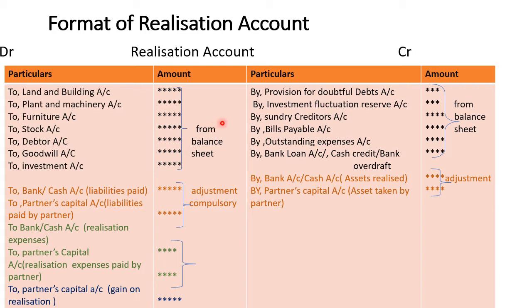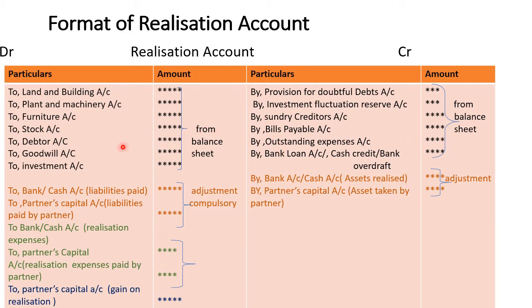Next, we will transfer all the liabilities to the credit side. From the liability side, we will only transfer sundry creditors, bills payable, outstanding expenses, and bank loan or cash credit or bank overdraft. Okay, only these four will be transferred, and you will get the amounts from the balance sheet. So first we transfer all the assets, then the liabilities.